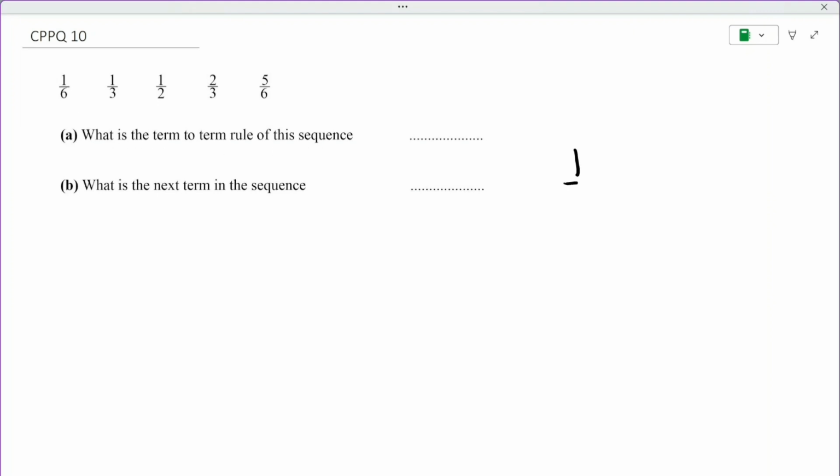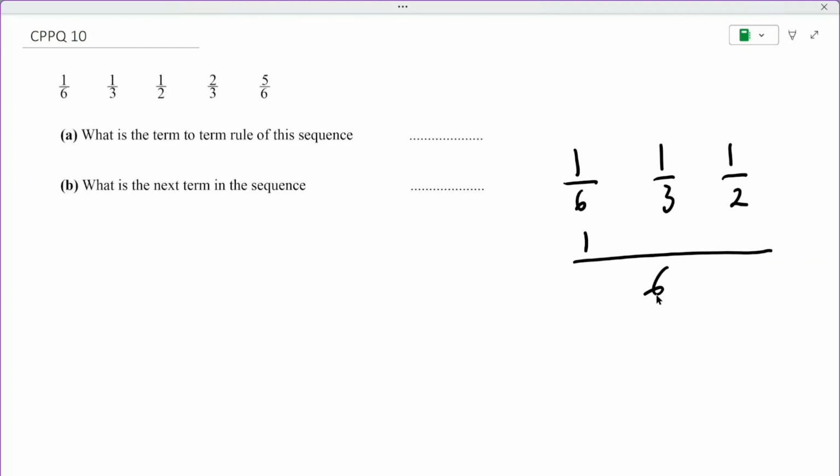So we have 1 over 6, 1 over 3, and 1 over 2. You find the LCM of the denominators. You have 6, 3, and 2. The LCM of 6, 3, and 2 is 6. We go with the first fraction first. 6 divided by 6 will give you 1. 1, which is the result, times the numerator, which is also 1, is 1. 1 times 1 is 1.